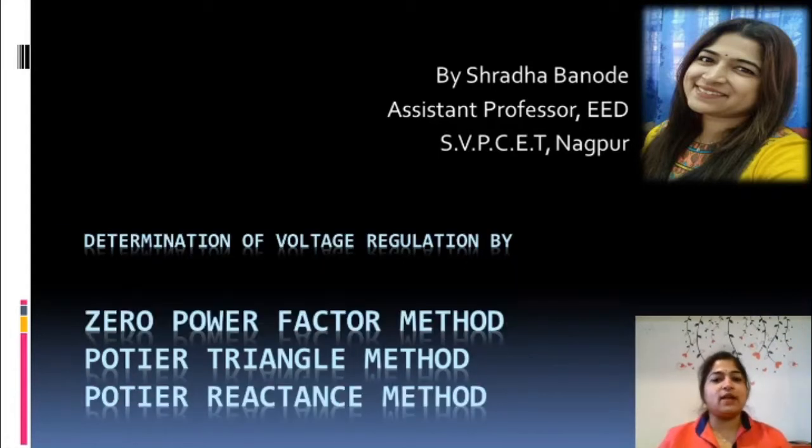So, we will continue to understand zero power factor method or Potier triangle method to find the voltage regulation of a three-phase alternator. In my last video, I explained how to perform zero power factor test on alternator and get the appropriate data, plot the ZPFC and draw this Potier triangle to get the value of XL. Once you get the value of XL, you can easily get the value of EMF induced.